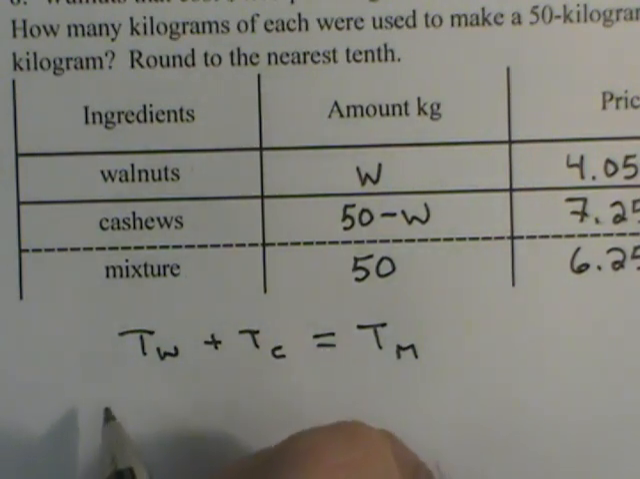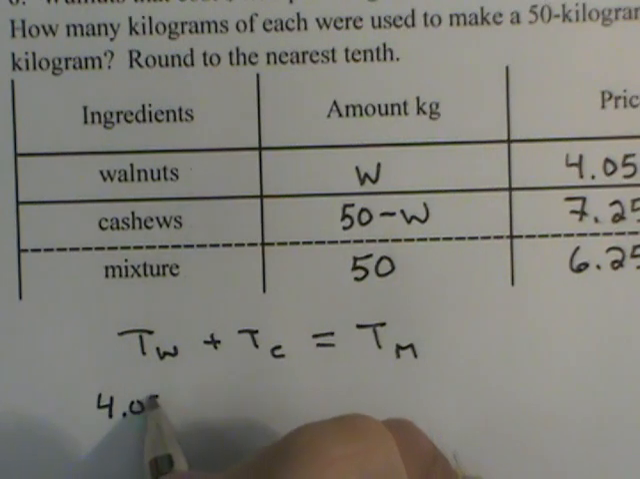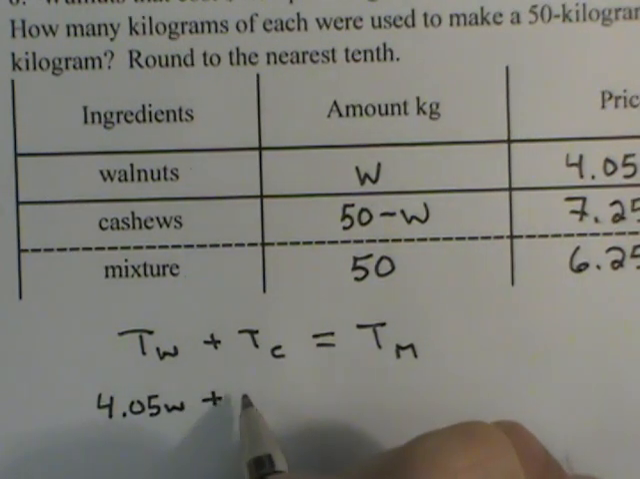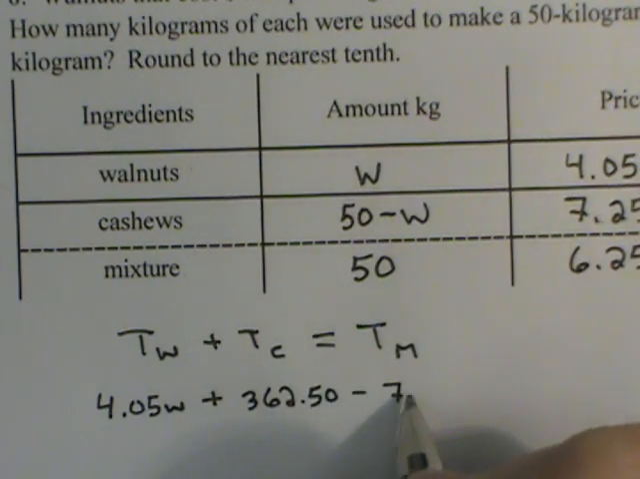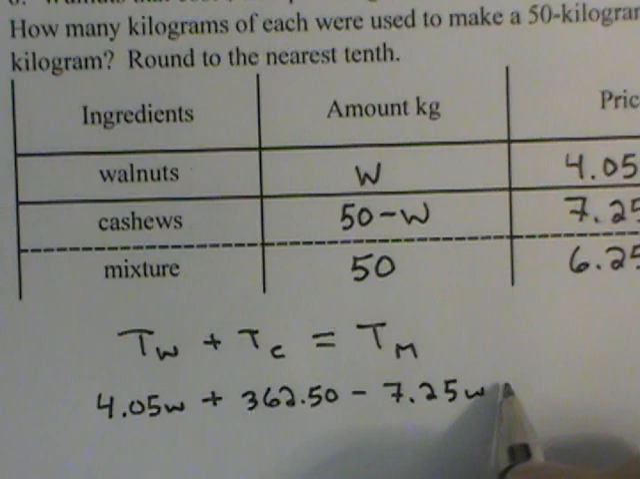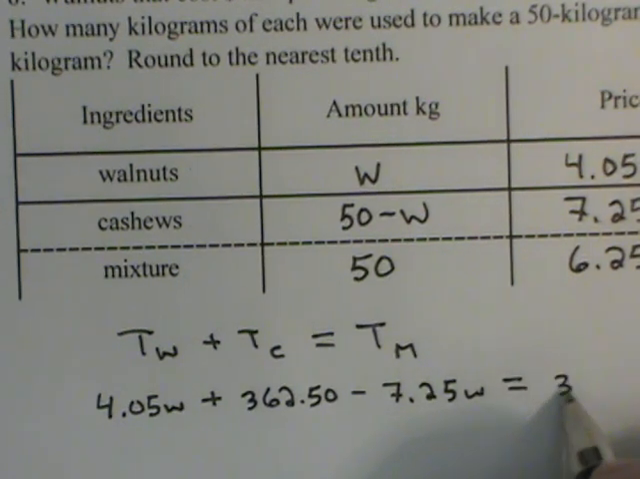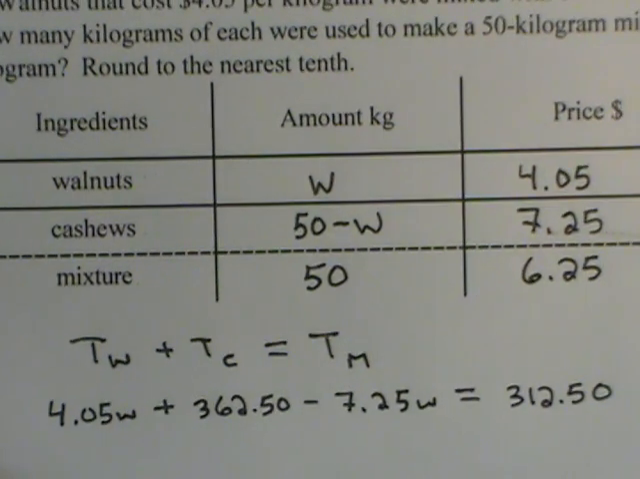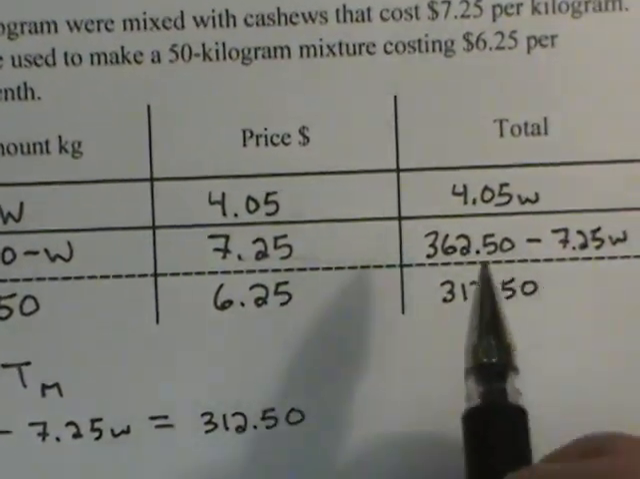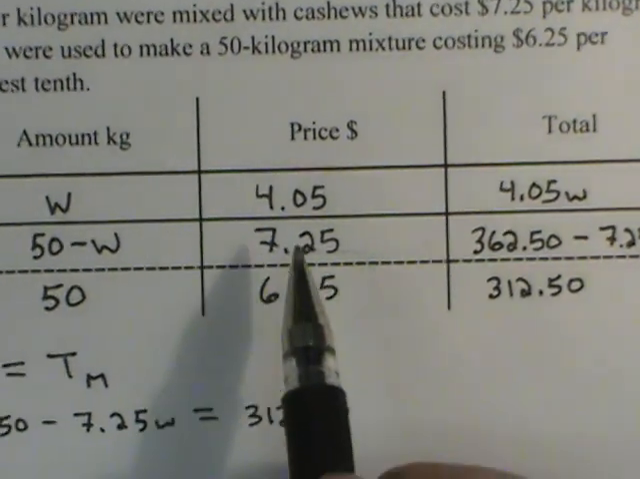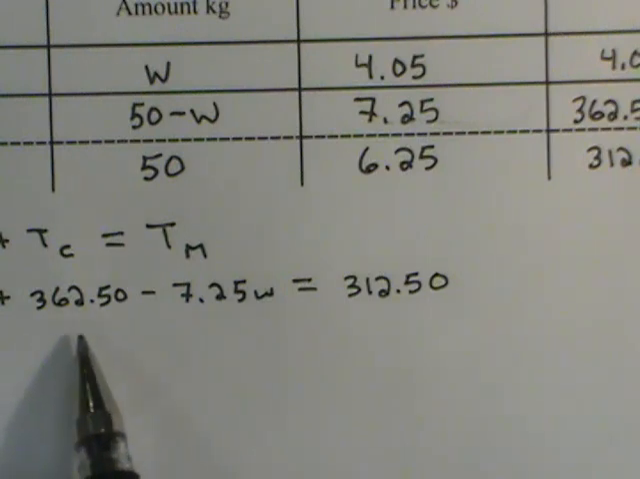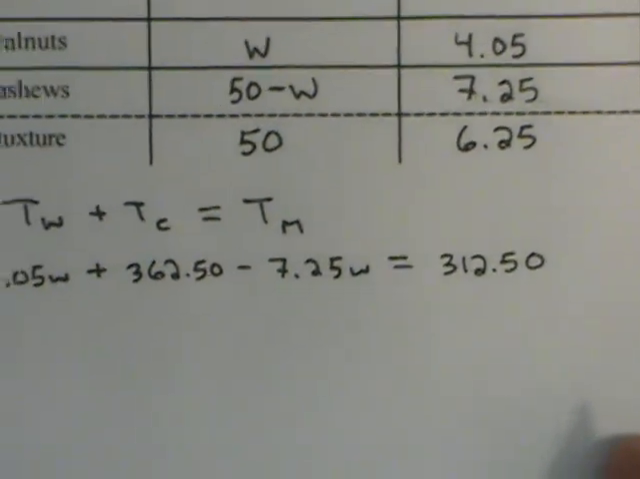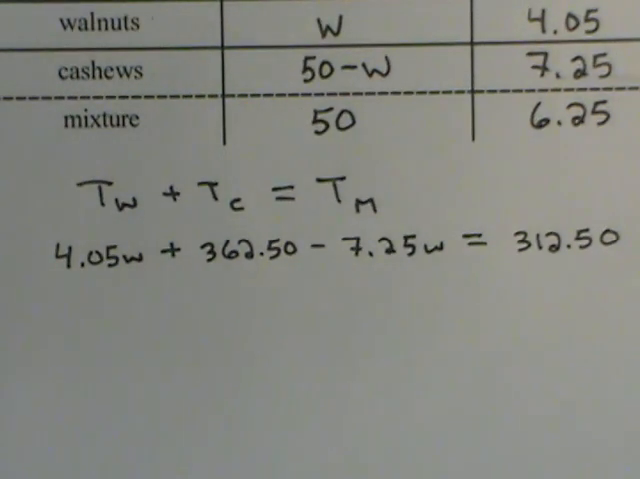As I place these values together, I can say 4.05W plus 362.50 minus 7.25W equals 312.50. Again, if you get confused here, in this second cell for the totals, I went ahead and distributed the 7.25 across that so that it saved me the work when I was writing my equation. It was already distributed. And at this point, I just need to combine like terms.